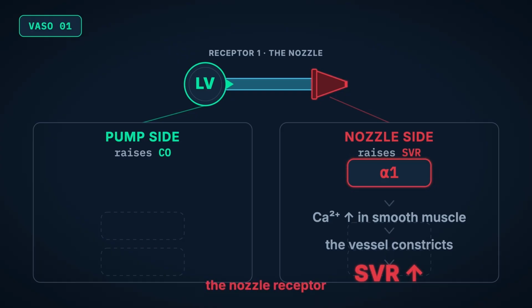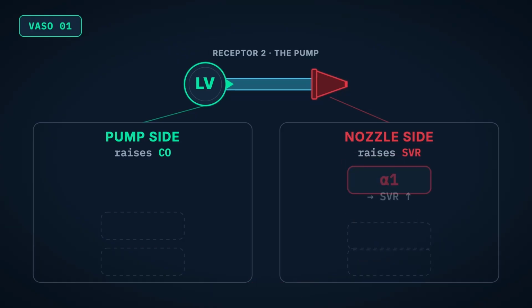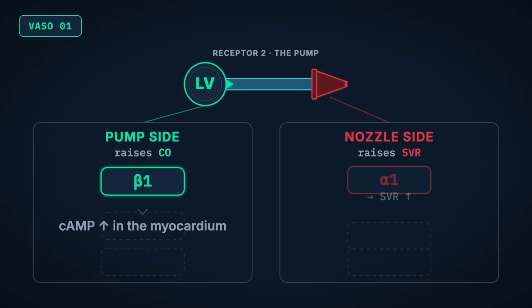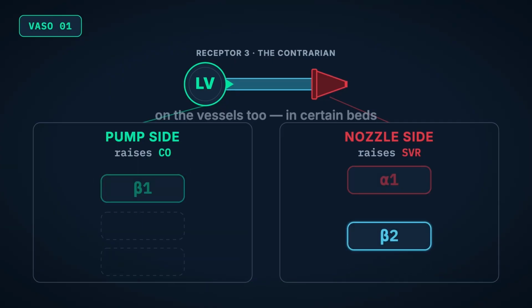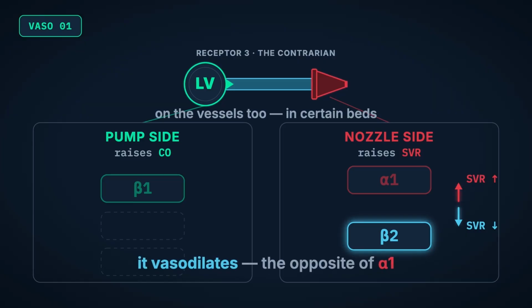That's the nozzle receptor. Beta-1 receptors sit on the heart. Activate them, and cAMP rises in the myocardium. Contractility and the heart rate both climb. Cardiac output goes up. That's the pump receptor. Beta-2 receptors sit on vessels too, in certain beds, but activating them does the opposite of alpha-1. It vasodilates, partially undoing whatever alpha-1 is doing at the same time.